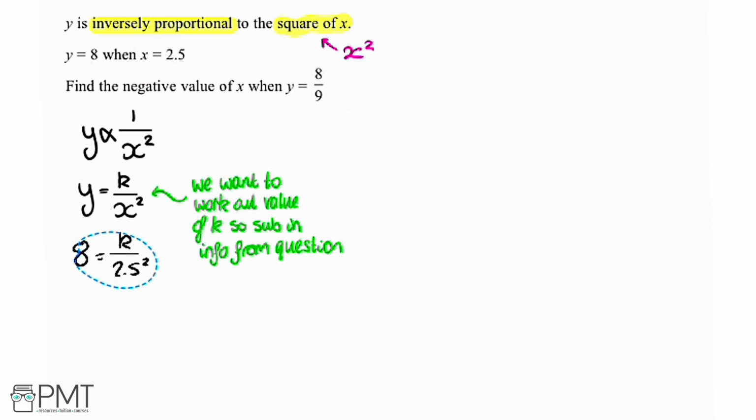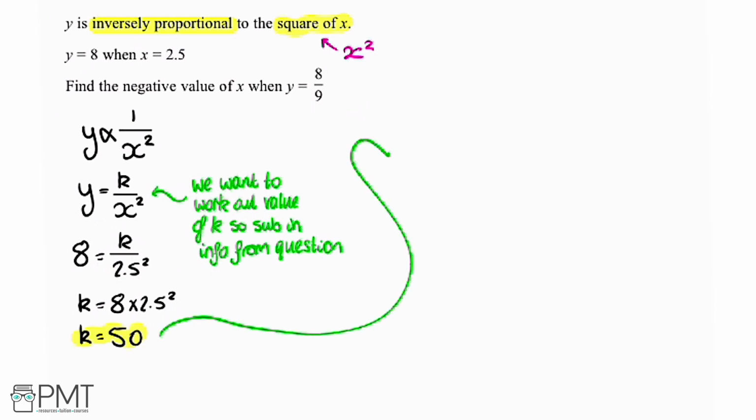Now essentially, we've just got an equation. Like any other equation, we can solve to find out the value of k. So if I multiply both sides by 2.5 squared, we're going to get that k is 8 multiplied by 2.5 squared. And if I put all of this in the calculator, we're going to get 50. So our k value is 50.